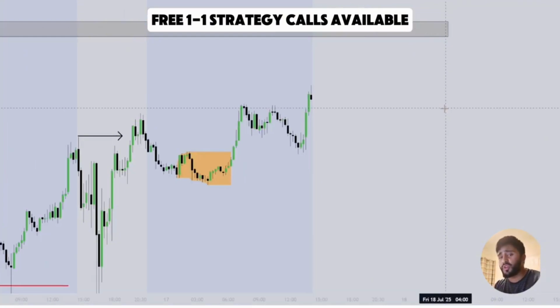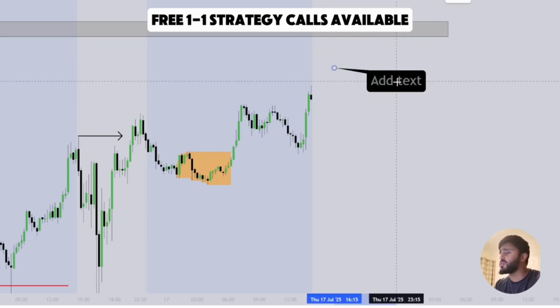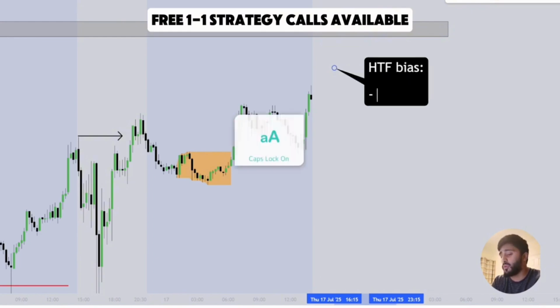Thursday, my bias was bullish. And the reason my bias was bullish is there's quite a few reasons. So when people struggle with a higher time frame bias, this is why they struggle with it. A higher time frame bias is easy to form.